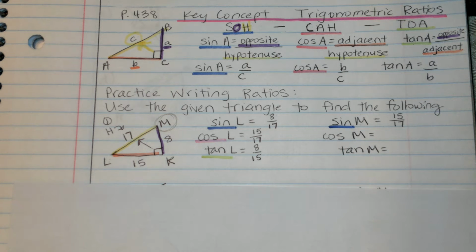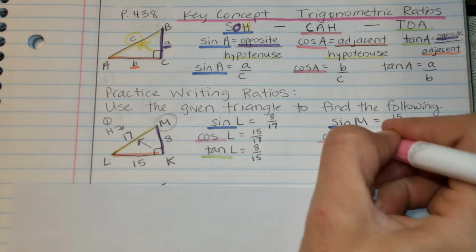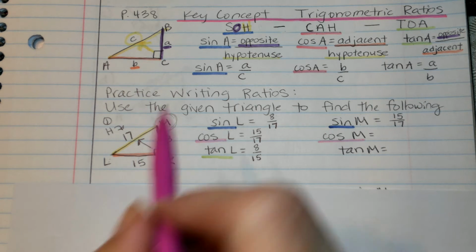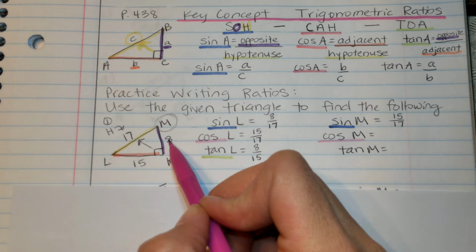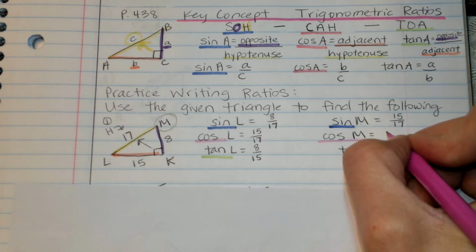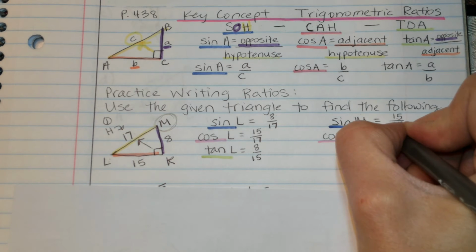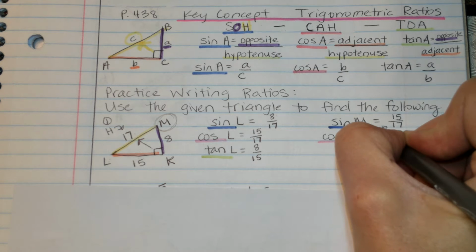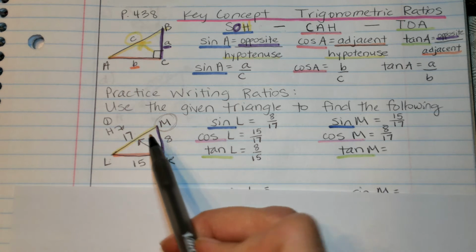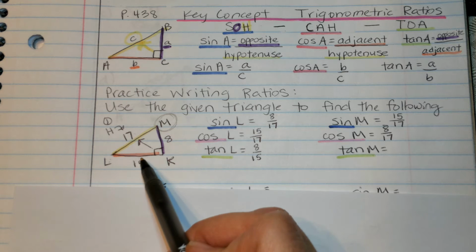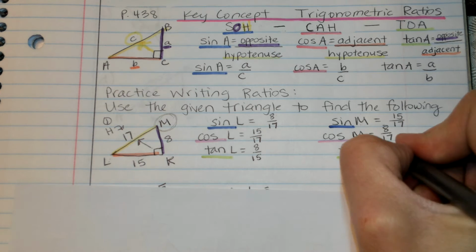All right, and then cosine from M. I'm looking from M, and I need to do cosine, which is adjacent over hypotenuse. Adjacent is 8, hypotenuse is 17. Oops, let me use pen. 8 over 17. And then tangent from M. Tangent is always opposite over adjacent, no hypotenuse. So from M, I'm looking at opposite over adjacent, 15 over 8.